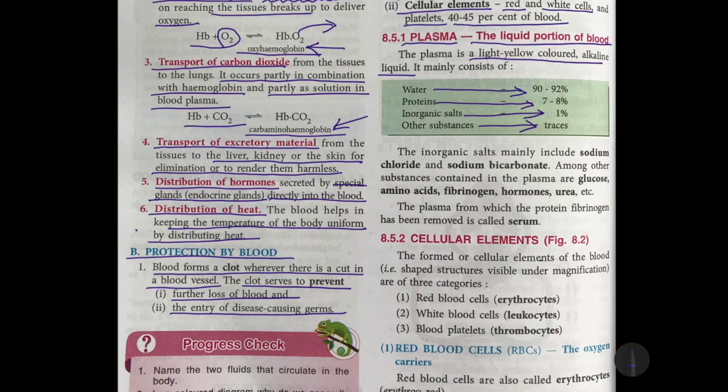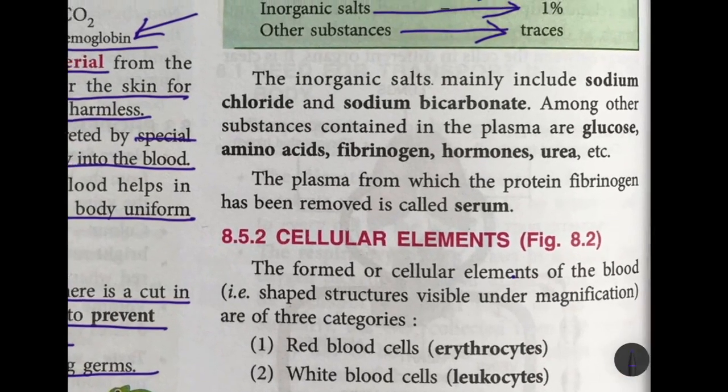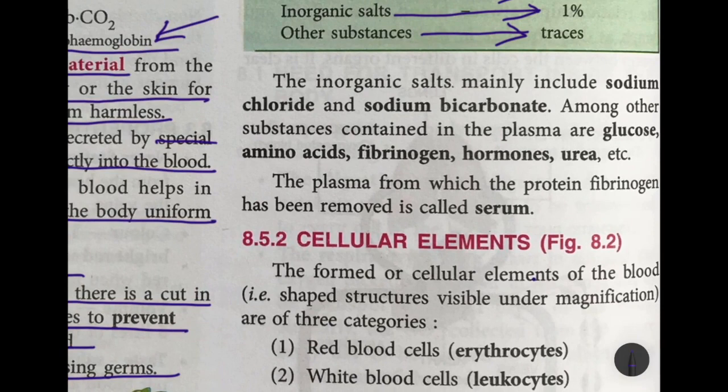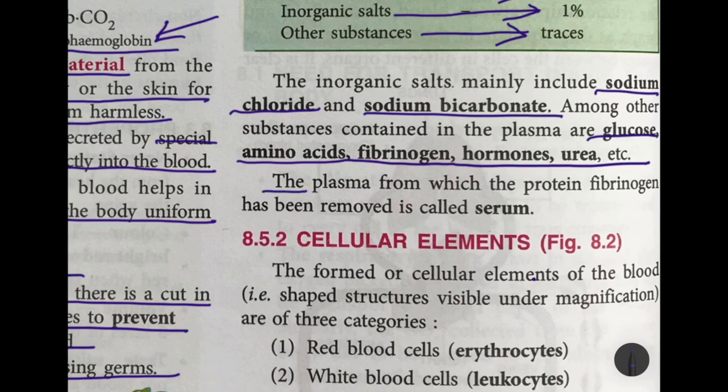When we talk about inorganic salts, we are talking about sodium chloride, that is the salt that we take in, sodium bicarbonate, and other substances that you find in the plasma are glucose, amino acids, fibrinogen, hormones, urea. There are so many different substances which are dissolved in the plasma. Okay, now the plasma from which the protein fibrinogen has been removed is called serum.